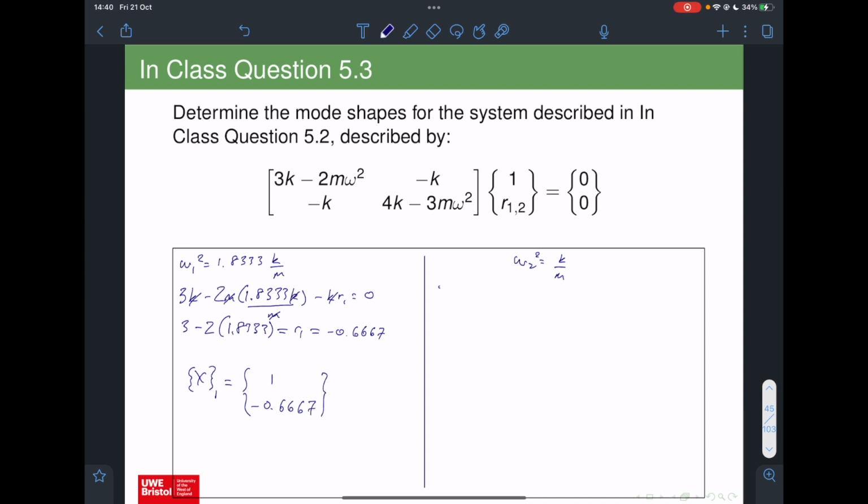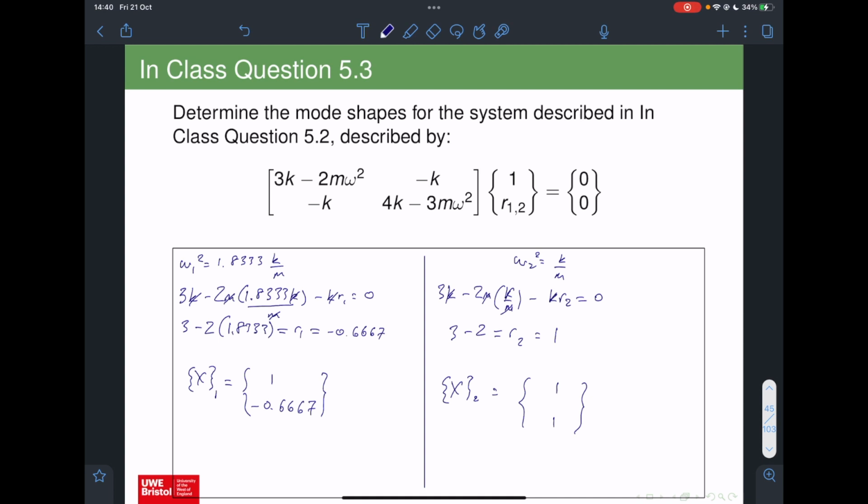Second mode shape: 3k minus 2m k upon m, minus k R2 equals 0. Again the m's cancel, the k's disappear. We end up with 3 minus 2 equals R2, which equals 1. And so the second mode shape is going to be 1, 1.